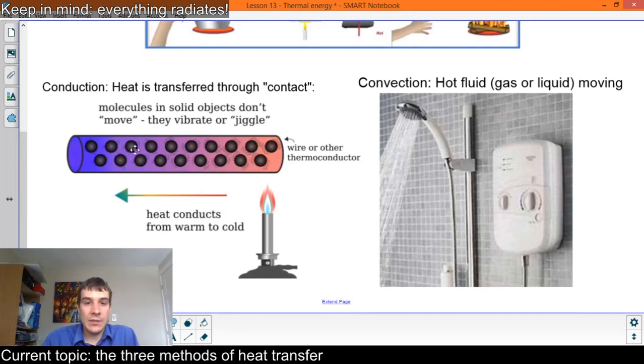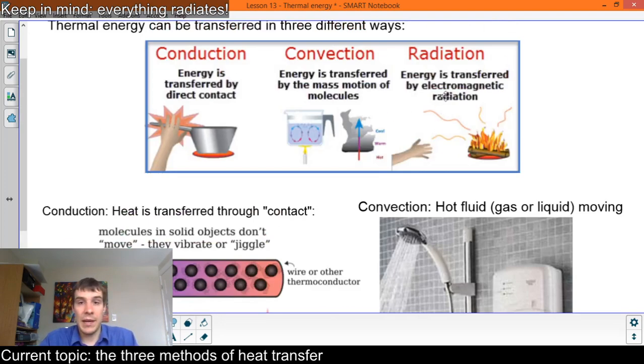There's no particles in space for the jiggly motion of the sun to touch another particle and another particle and another particle on the way to us. So that's not going to work. And in order for convection to work, a chunk of sun fluid needs to come over to the Earth and deposit its energy. That happens sometimes with solar flares and stuff, but not enough to keep life alive here on Earth. So really the vast majority of thermal energy from the sun is brought to Earth by radiation.